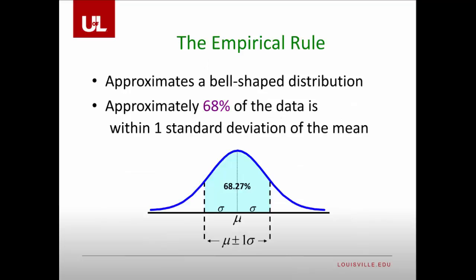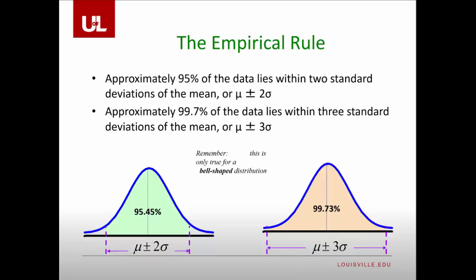For symmetric distributions, there is one statistical phenomenon that is important. It is called the empirical rule. Think back to the z-score, which tells us distance from the mean. The empirical rule states that 68% of the data are found within one standard deviation of the mean. This is the blue shaded area.